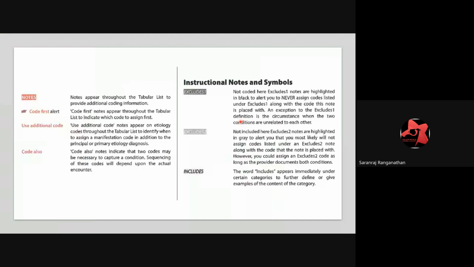Then code first, use additional code also. We have already seen all these things. Code first asks you to code that condition first, where the etiology should be primary, followed by the manifestation. Use additional code is the same way. It is not compulsory; if it is required, we are supposed to use it, which you will see in the tabular list. Code also is compulsory, where along with the primary code, you have to use the secondary code also. Excludes1, excludes2, and includes are some of the descriptions which you'll be able to see in the tabular list.